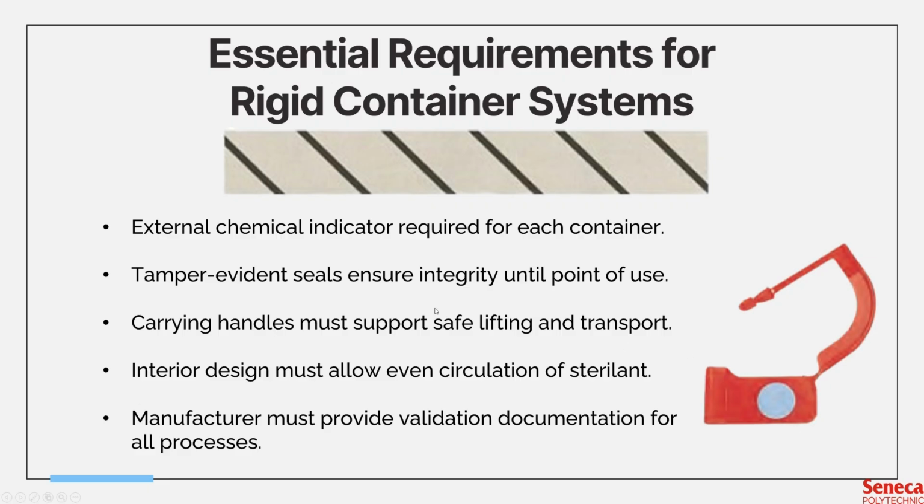The carrying handles of container systems must support the whole weight of the instruments safely during transport. And of course, inside, the design must allow for even circulation of sterilant throughout all areas of the tray. One area of the tray can't receive all of the sterilant, otherwise it's not sterile at all. And of course, the manufacturer must supply validation documentation for every process. That includes sterilization cycles, filter use, and loading methods.